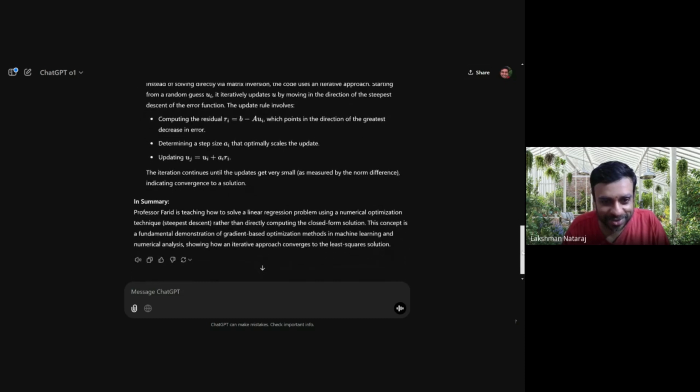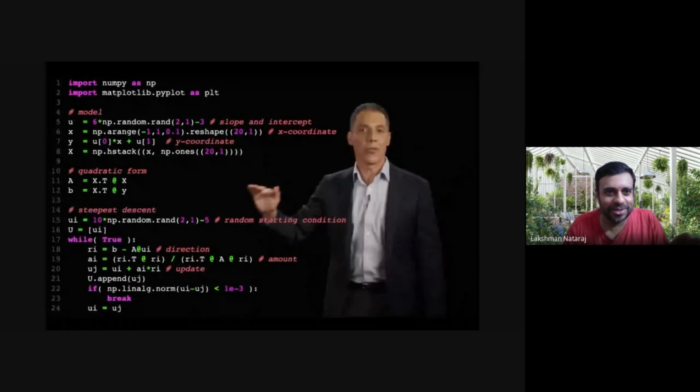So in summary, Professor Farid is teaching how to solve a linear regression using numerical optimization, steepest descent, rather than directly computing the closed form solution. This concept is a fundamental demonstration of gradient-based optimization methods in machine learning and numerical analysis, and shows an iterative approach converges to the least squares solution. I am totally floored by this. This is what I would be expecting a reasoning model to do.